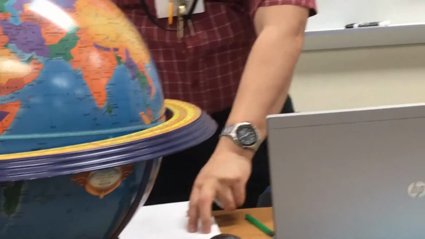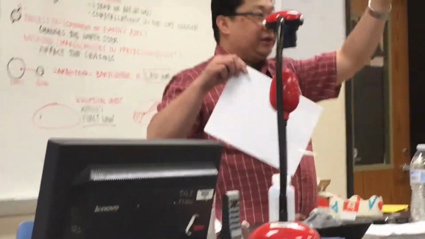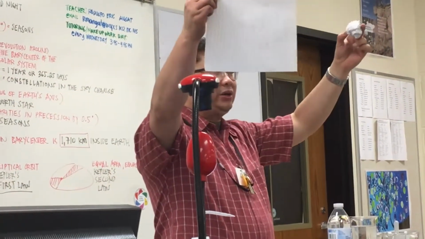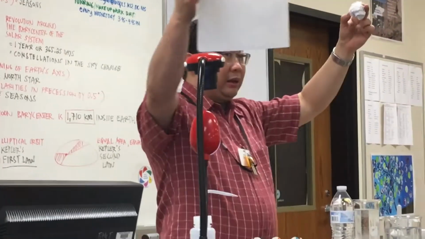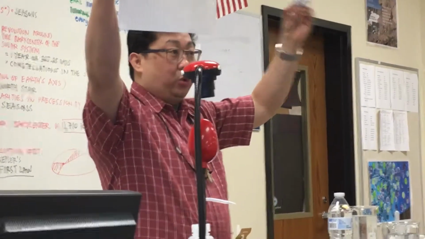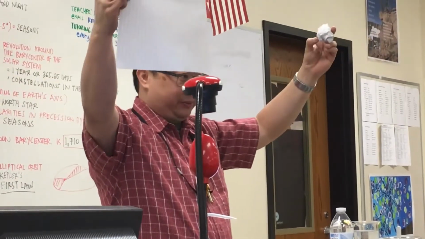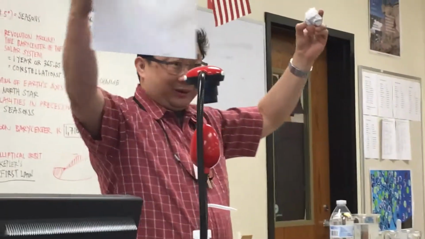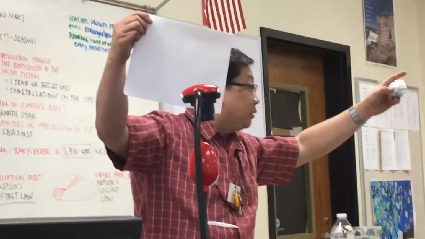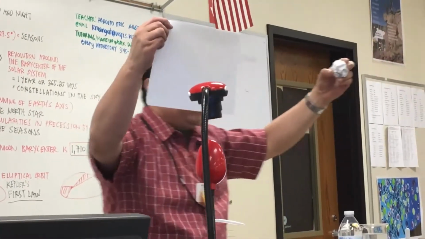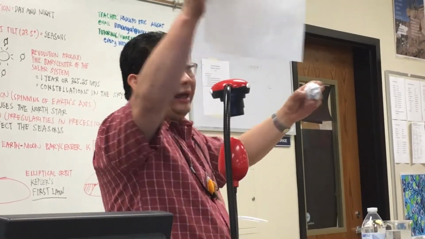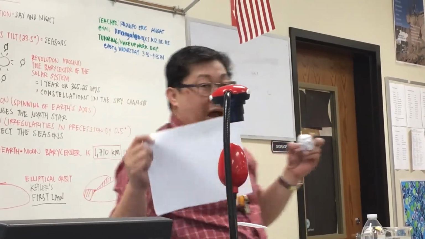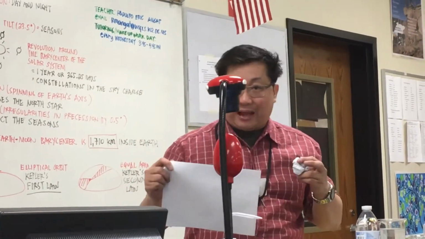Now, which do you think will weather faster? One that has a smaller surface area or one that has a bigger surface area? A or B? Which will weather faster? Okay, you said? Say it aloud. B. So this is B. It will weather faster.